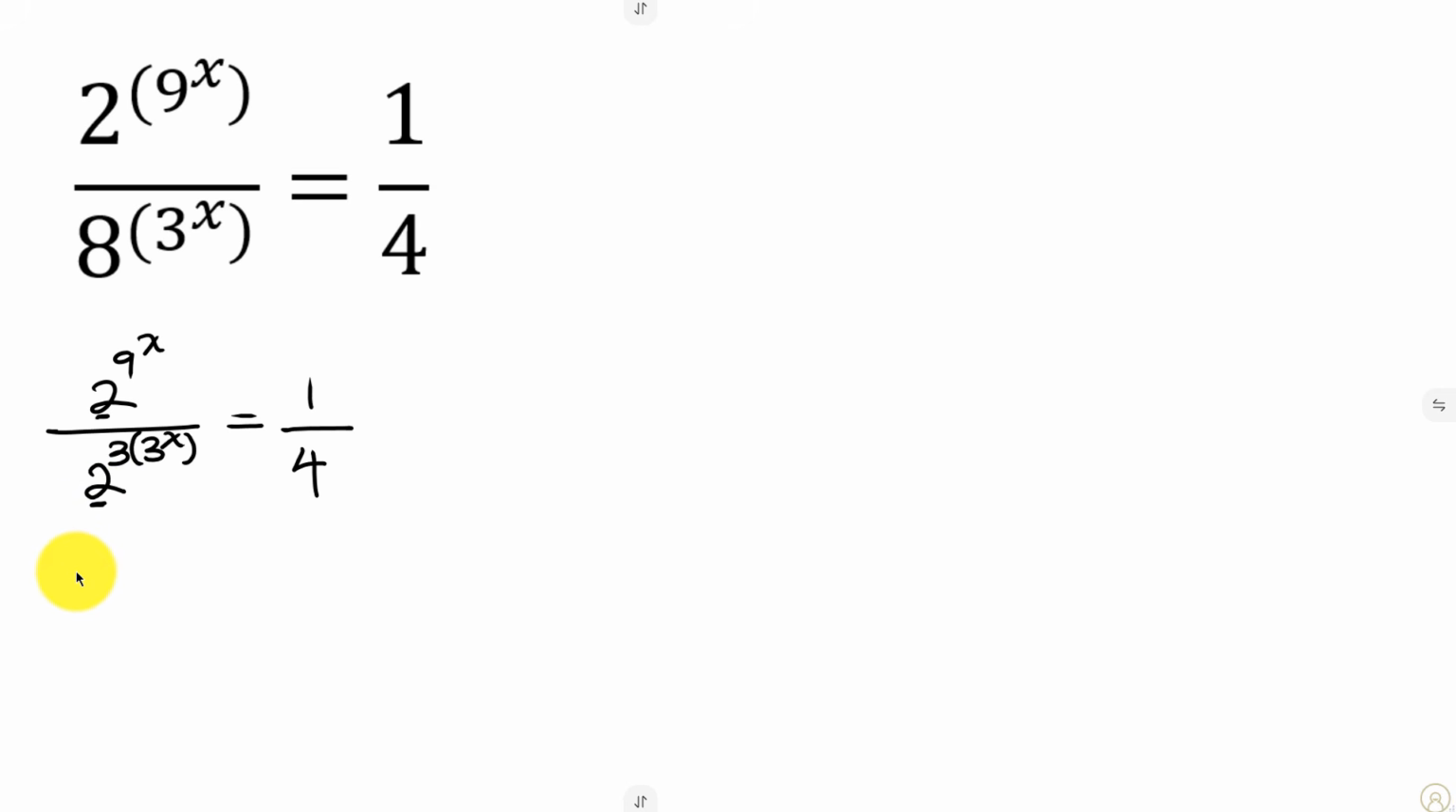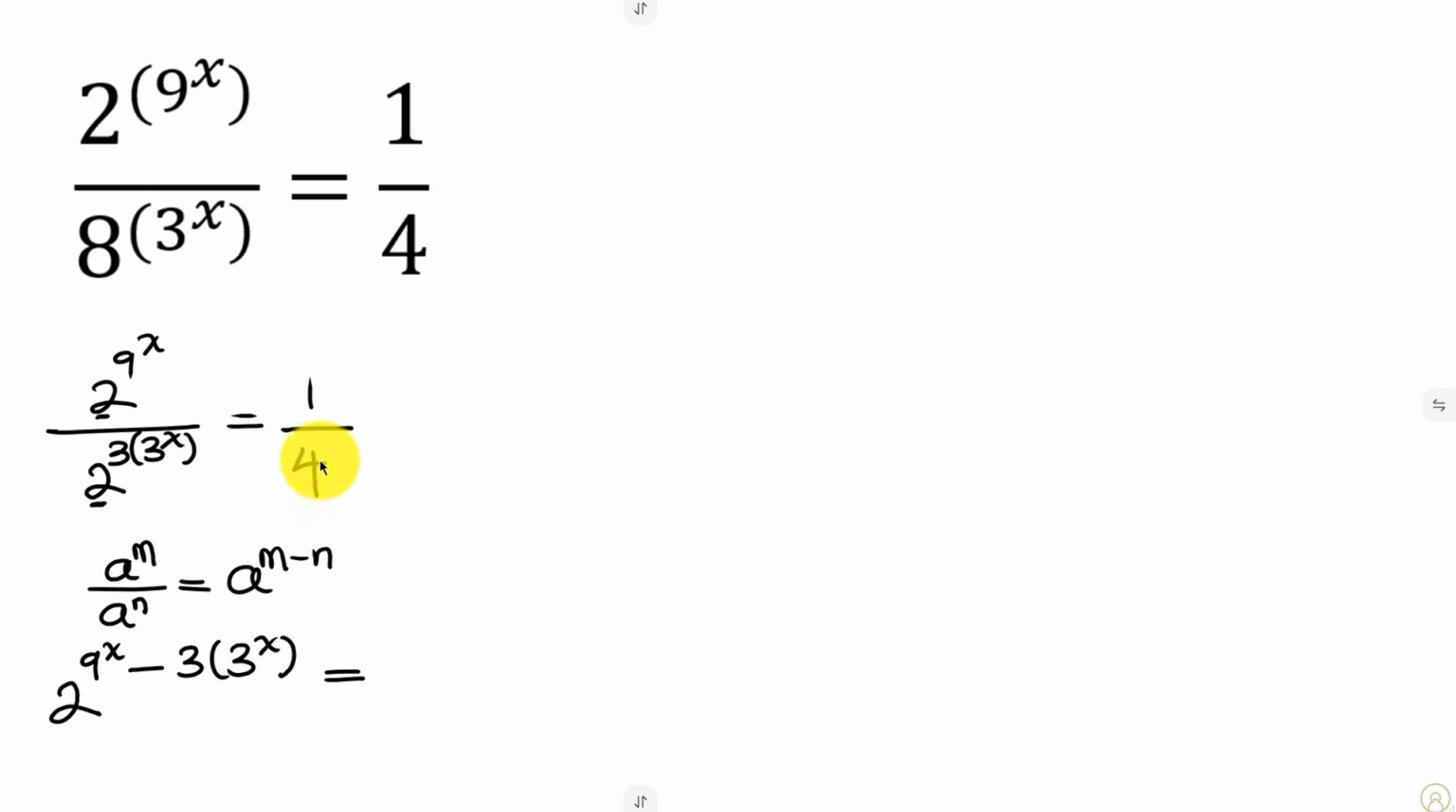So we're going to be applying the law of indices that says when I have, for example, a to power m all over a to power n, bases are the same. This is same as writing a to the power of m minus n. So that means this expression, take one of the common base, which is 2, then subtract the powers. So we have 9 to the power of x minus the denominator, the power is 3, times 3 to the power of x. And this is equal to 1 all over 4 is written as 1 all over, since 4 is same as 2 squared.